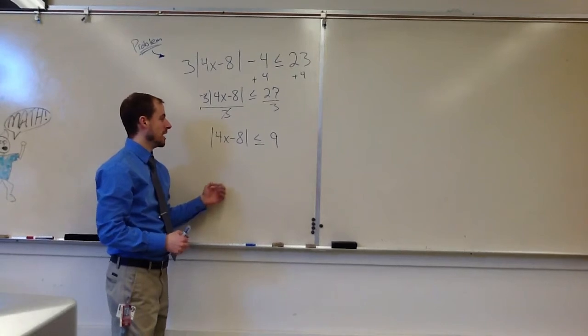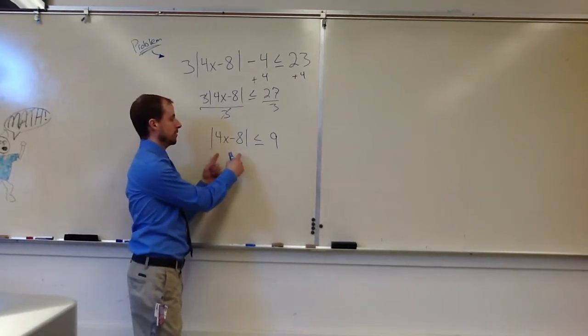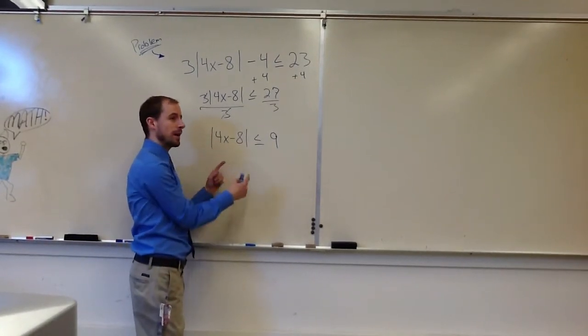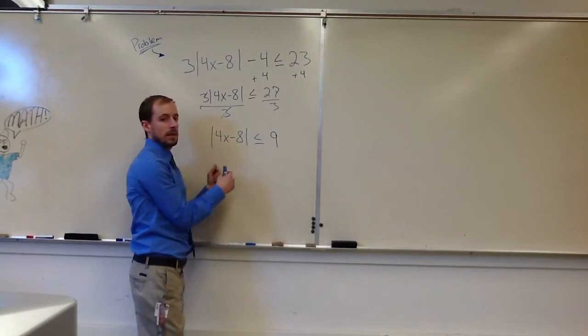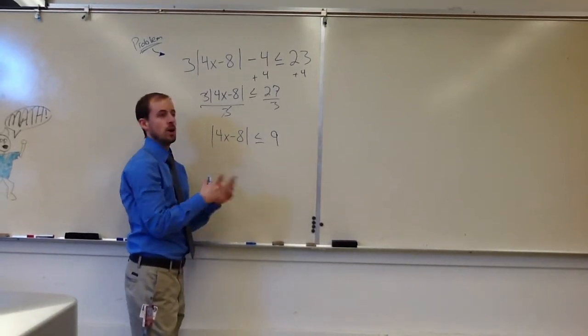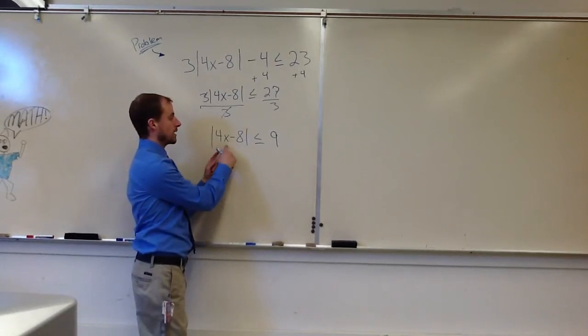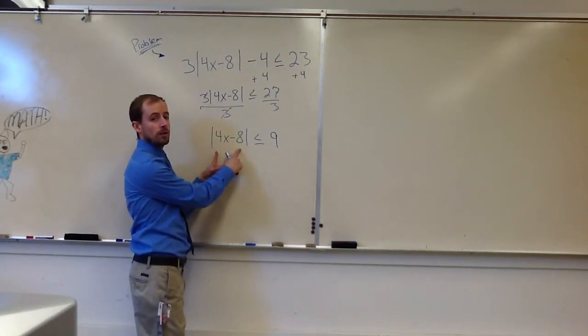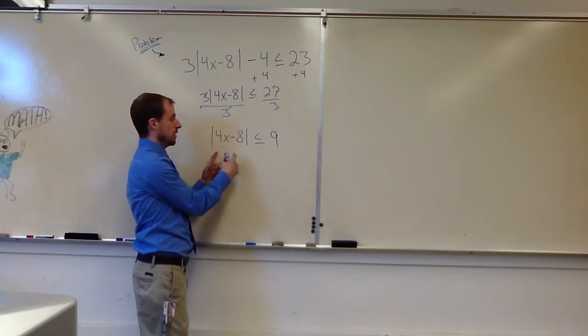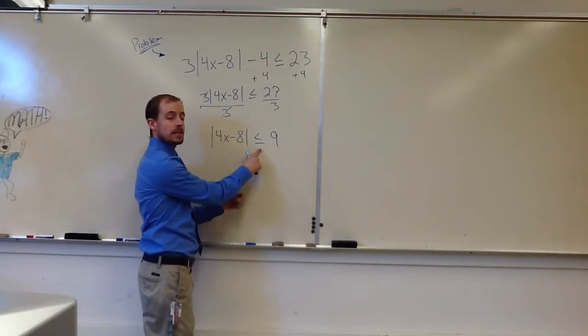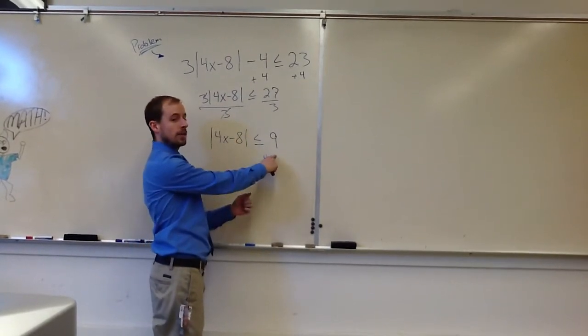Tall task, I know. We have to remember what absolute value means first. So we need to go back to the root of what it means. Some of us just memorize, oh, it just turns it positive. What is really happening is we're saying 4x minus 8, how far away from 0 is it? Well, 4x minus 8 is less than or equal to 9 away from 0.